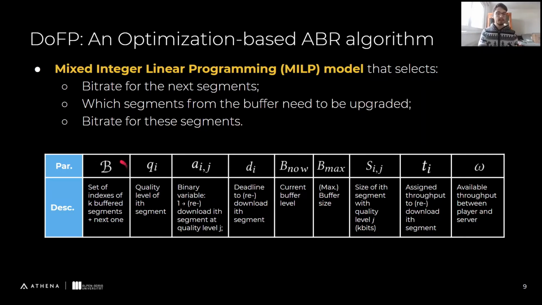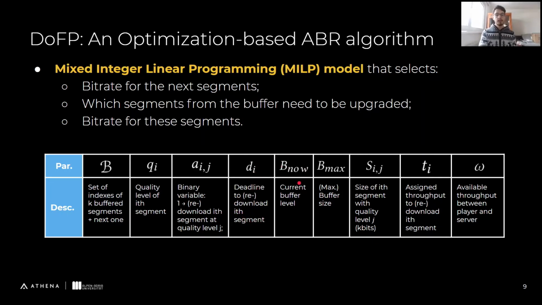Here there's a table with the parameters that are used in the next slides for the constraints that we applied to the model. I would like to briefly introduce them. B is the set of the indexes of k buffered segments plus the next one, so in total k plus 1 indexes. Qi is the quality level of the segment index I. Aij is the binary variable stating whether the redownload of the ith segment at quality j is needed. Di is the playout deadline for redownloading the segment index I.